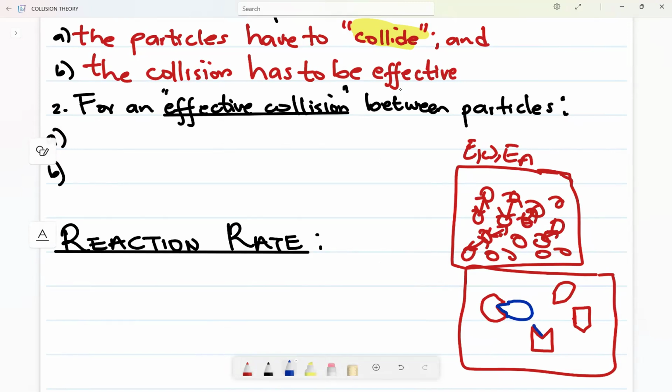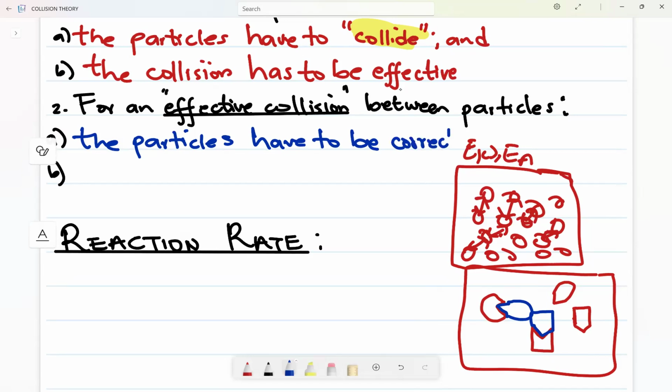Similarly, this one will come and fill up this part. So these are the two conditions for an effective collision. The first one, we say the particles have to be correctly orientated.